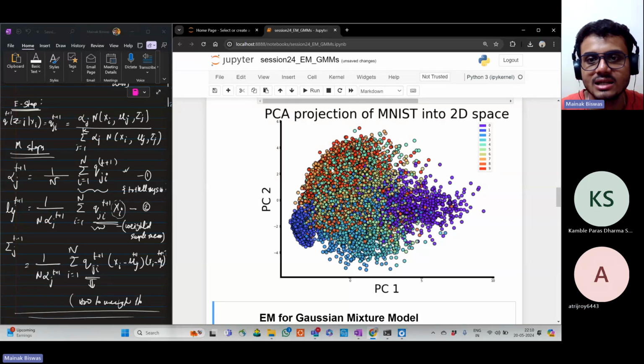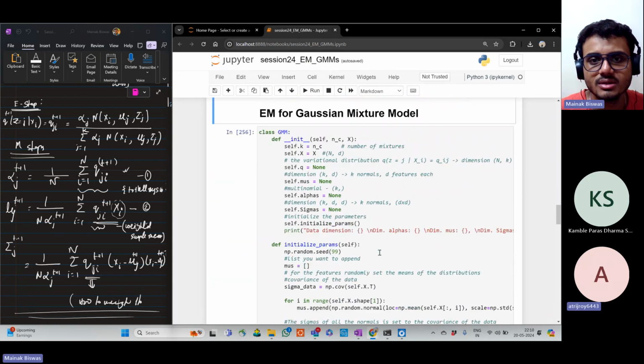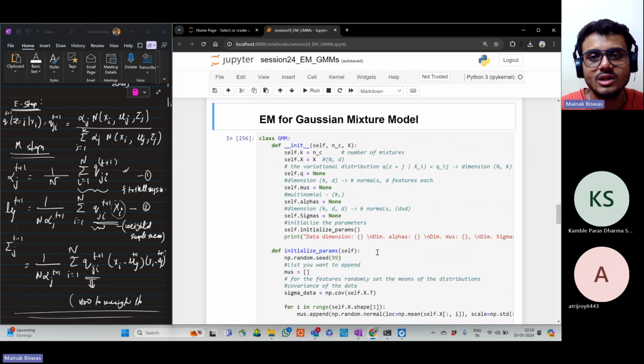Like 7 and 9 are being clustered, 0 is being clustered, 1 is being clustered, and this is without using any labels. Labels are used post hoc to give the colors to these points. You can plot 3D using the same functions. Try it out, you'll enjoy it.